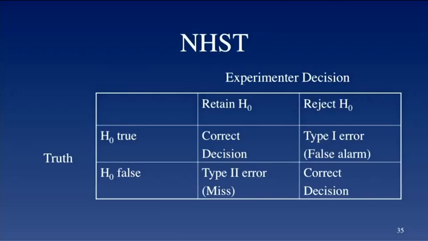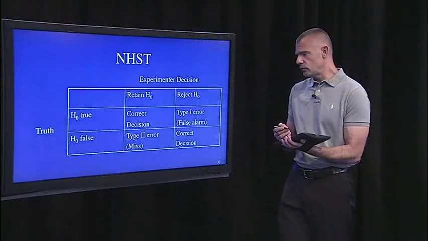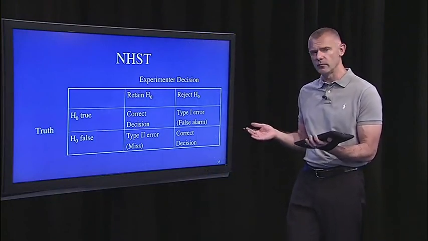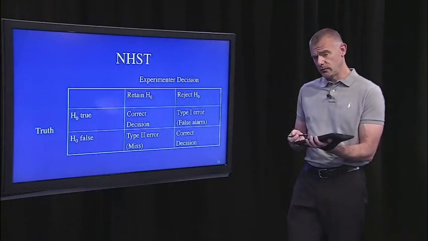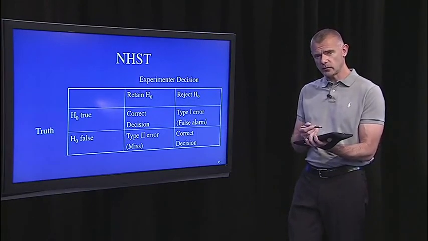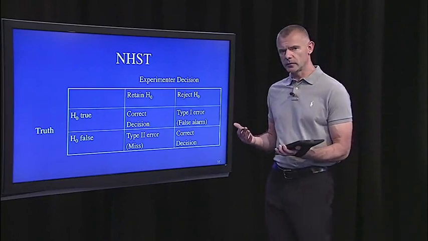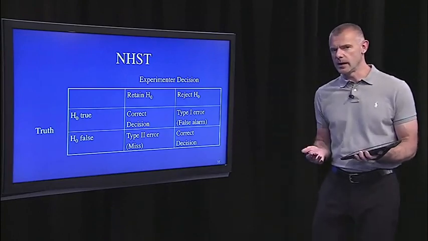So as the experimenter, you'll make a decision to reject the null hypothesis or retain the null hypothesis. Of course, if you retain and the null is in fact true, then great, you've made the correct decision. If you reject the null and the null is false, then you've made the correct decision. But you always run the risk of making an error when you play this game.